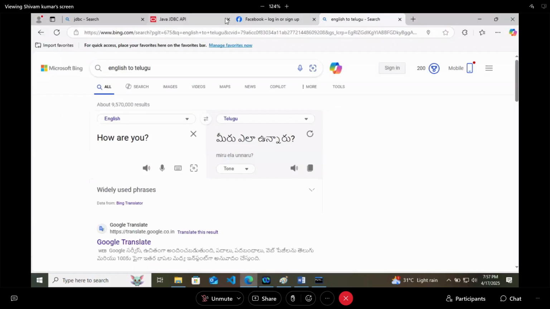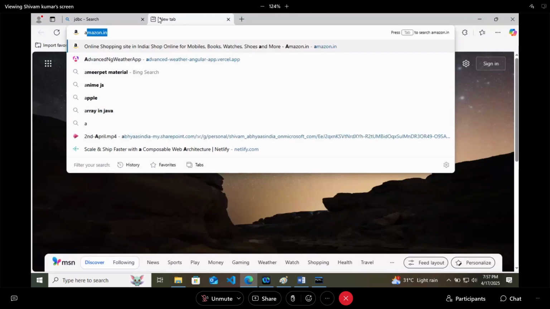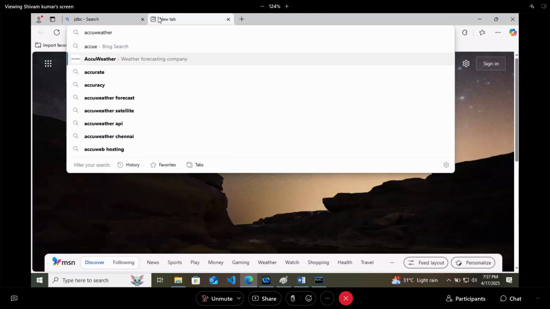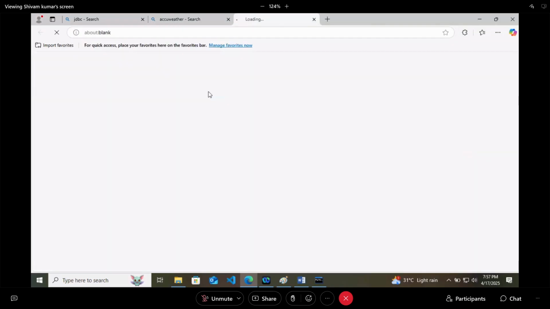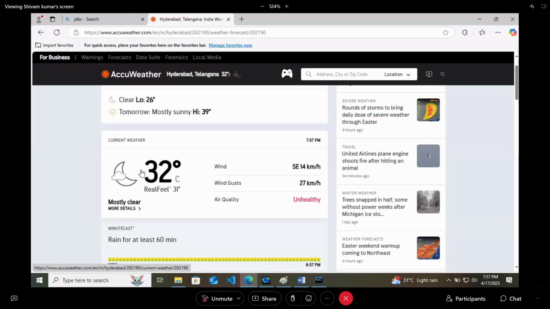Now, there is one website, and that website is AccuWeather. I will go to this website and I will search. Okay, by default, it is showing me the temperature of Hyderabad, which is right now 32°C. The current temperature of Hyderabad is 32°C. Do you really think that one website can calculate the temperature of something?